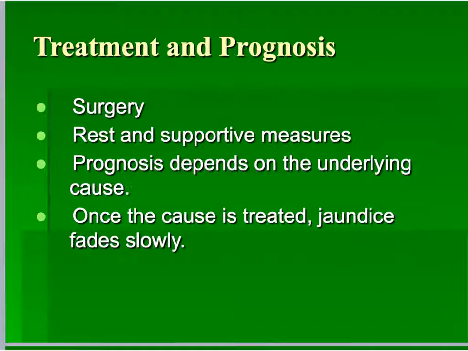So those were the major types of jaundice. In terms of treatment, sometimes they do surgery to fix the causative factor. So if the jaundice is caused by something that warrants surgery, then surgery is the treatment option. Otherwise, we just give them rest and supportive measures. We treat their pain. We provide them with rest.